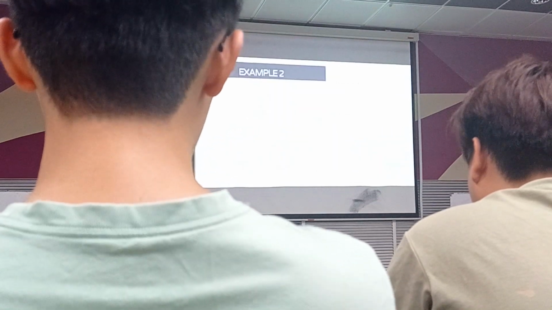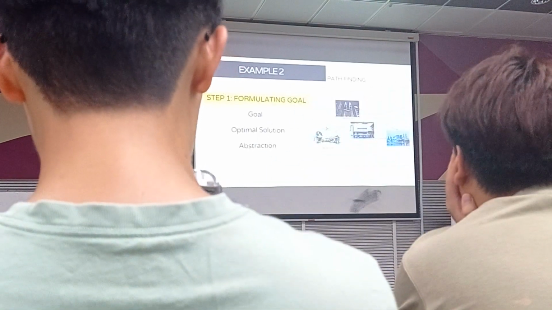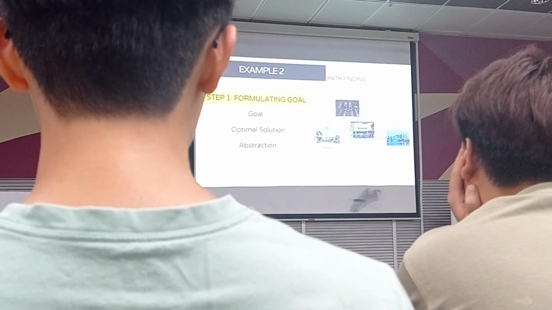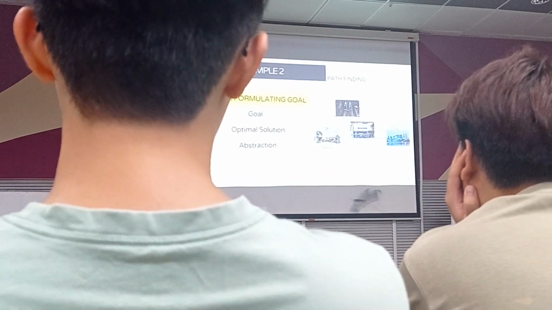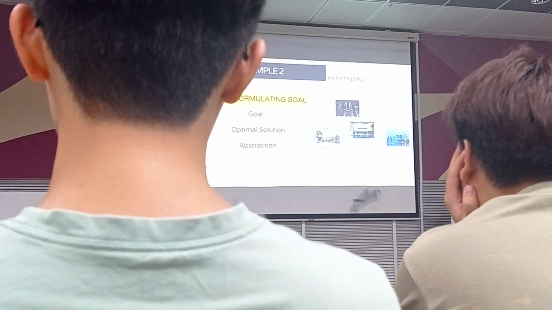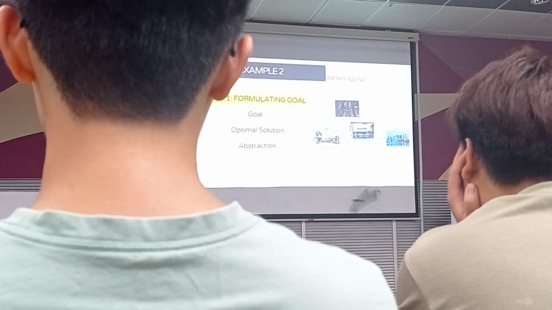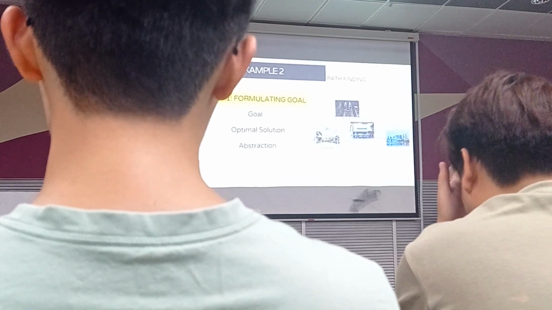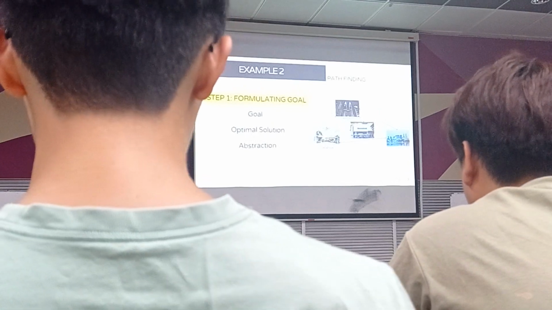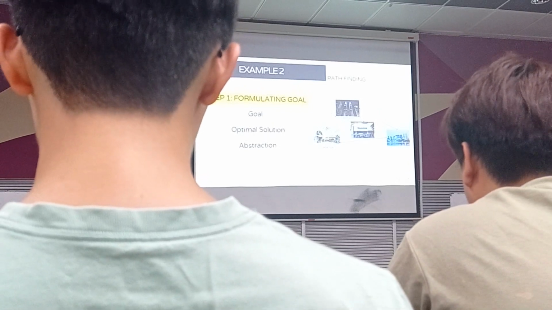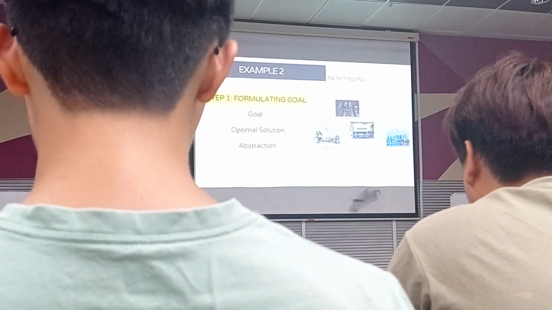So let's define the goal. Remember, you have three elements in the goal formulations: goal, optimal solution, and abstractions. So in this case, what is the goal? KLCC. Very good. Okay, so goal: KLCC. Optimal solutions. What is your optimal solution? You can define from here. Yeah, you would like to reach the destination with the shorter distance.